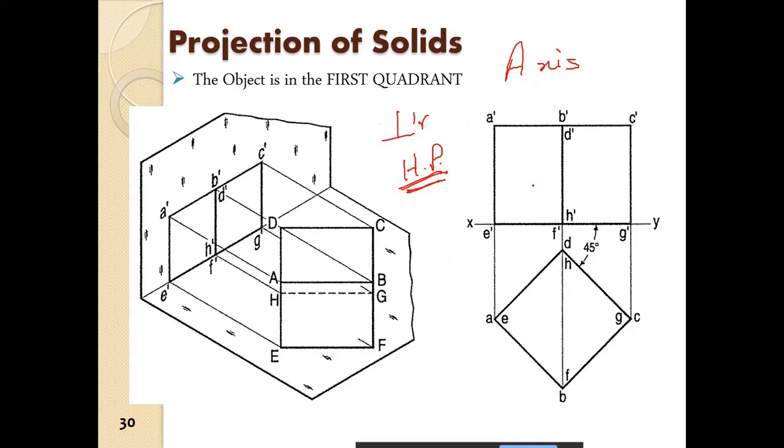In the next class we will discuss the other parts, that is when the axis is perpendicular to the vertical plane and when it is inclined. Okay, so in the next class, that is next Thursday. So this is the projection of solids, and it is already 9, so we will stop here.